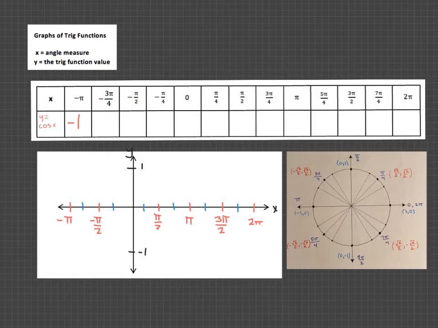Now let's look at negative 3 pi over 4. Again, we're going in the clockwise direction for the negative angle. If we go to negative 3 pi over 4, here's 1, 2, 3. This is the point that corresponds. We're picking up the x value, so it is negative square root 2 over 2.